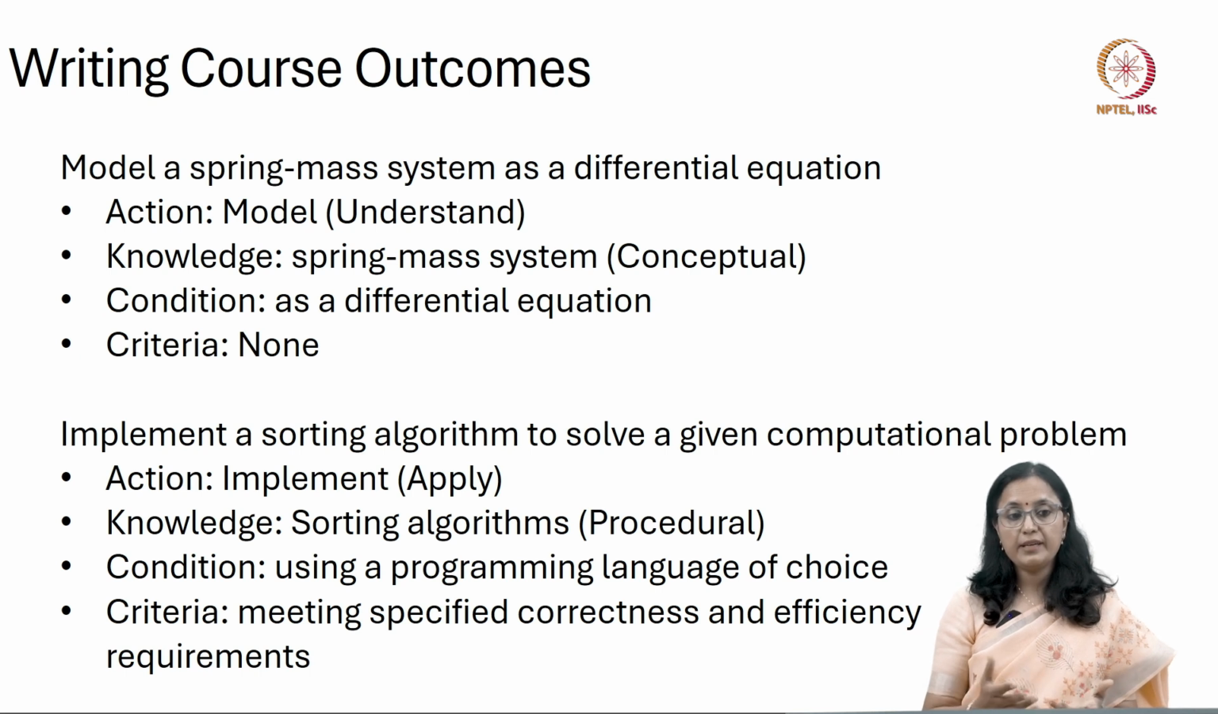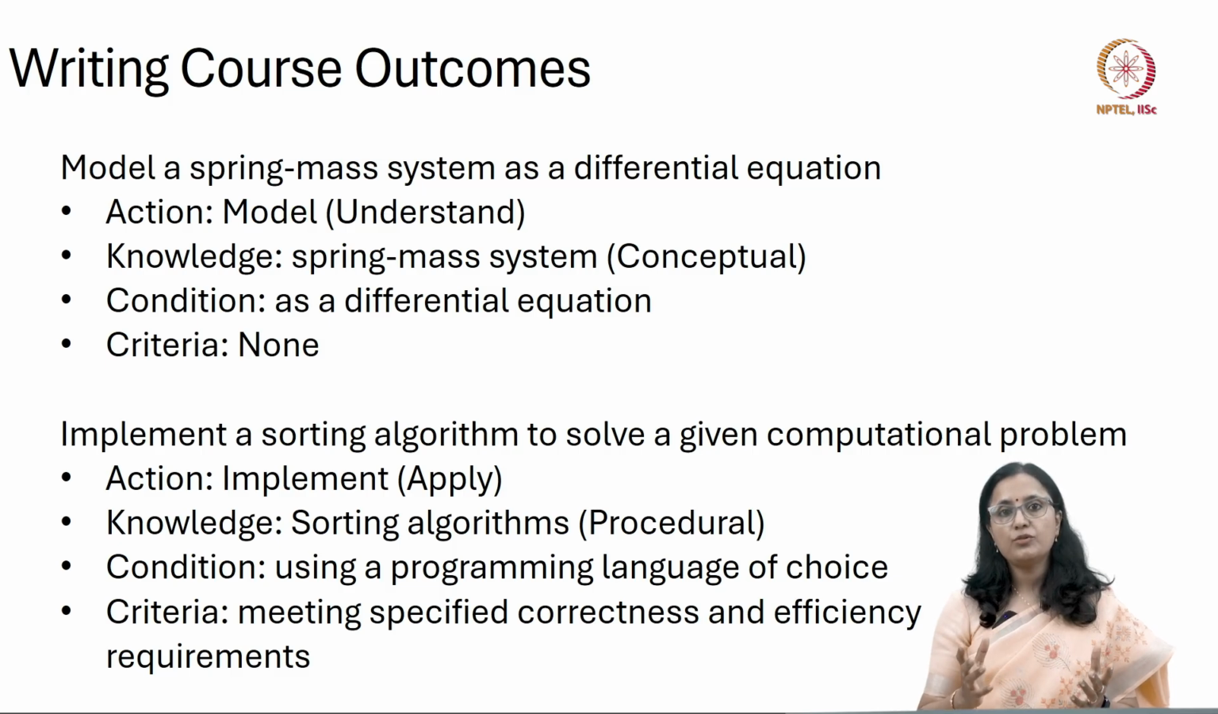So if I know that my course outcome is at apply cognitive level, probably I should not be asking a question of describe sorting algorithm. I will have to pitch my assessments at the apply level. So having clear course outcomes is a prerequisite for designing a good quality assessment instrument. Let us see a few examples.